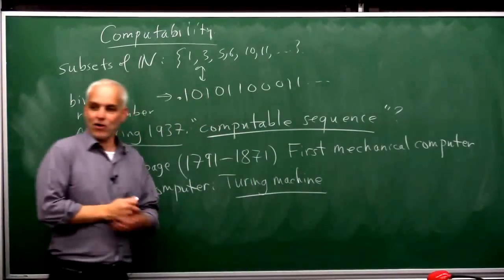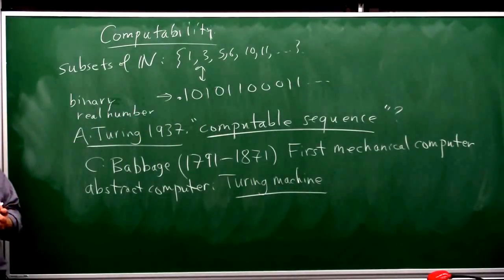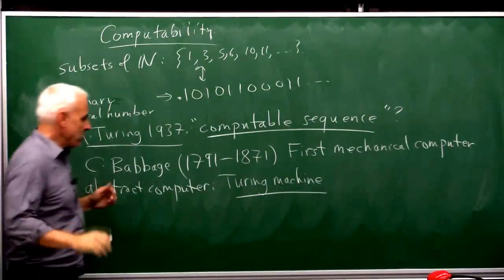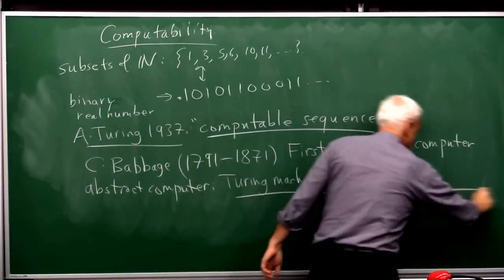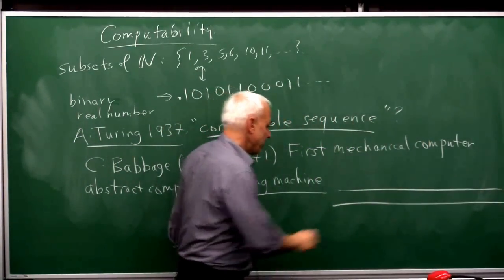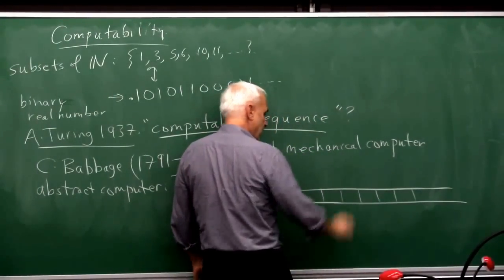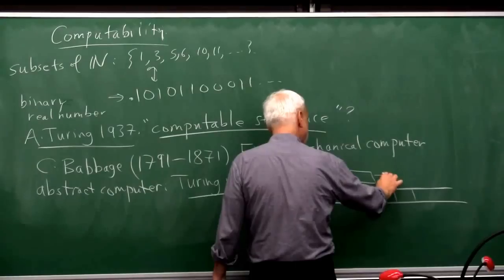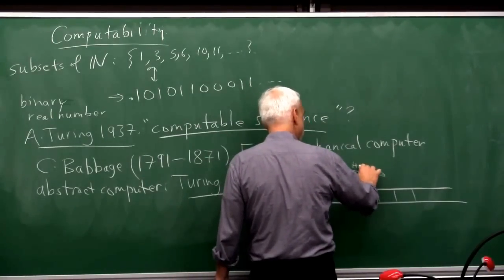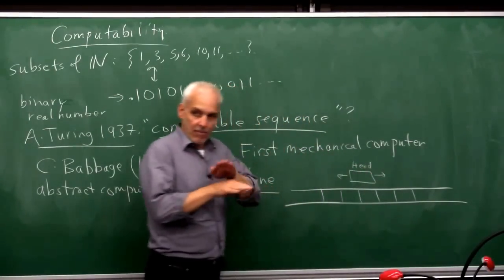So I need to tell you what a Turing machine is, very briefly. A Turing machine is a machine that writes on a tape. You have a tape, a piece of paper, which is divided into segments. And then you have this sort of device which moves back and forth. This is the head of the tape. And this is like a typewriter or something.